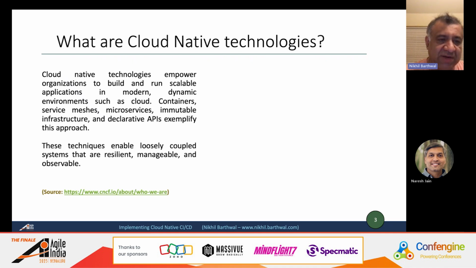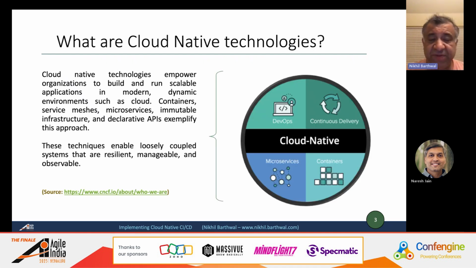It talks about containers, service meshes, microservices, and you hear quite a lot of this term, loosely coupled systems that are resilient, manageable, and observable. What is this loosely coupled system? We'll talk about that also. Specifically, for cloud native technologies, we have four key elements: DevOps, continuous delivery, containers, and microservices. We'll talk about each one of them in a little bit of detail here.